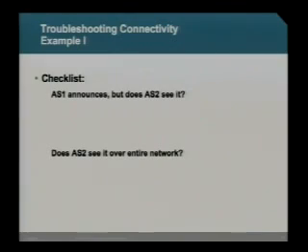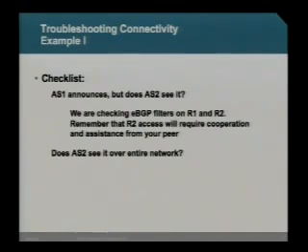Well, here come my checklists. Make lists. Try and do the checklist. Start at the beginning and work through it. Don't automatically blame your neighbor for the problem. So AS1 is announcing the prefix, but does AS2 see it? Here we're actually checking the eBGP filters on router 1 and router 2. Router 1 was in AS1, router 2 was in AS2. Check the filters. Can R2 actually see it?